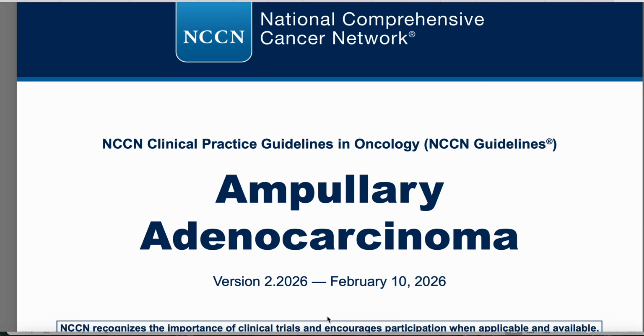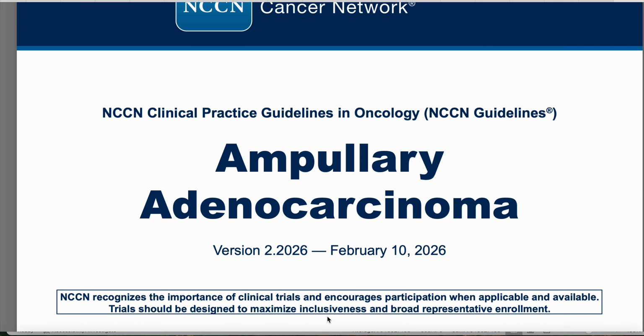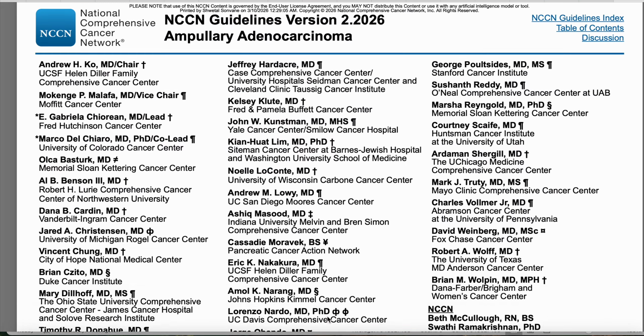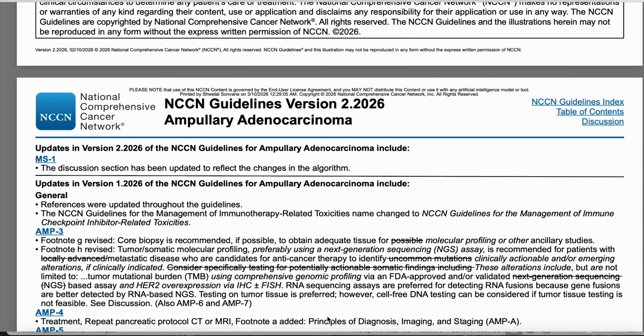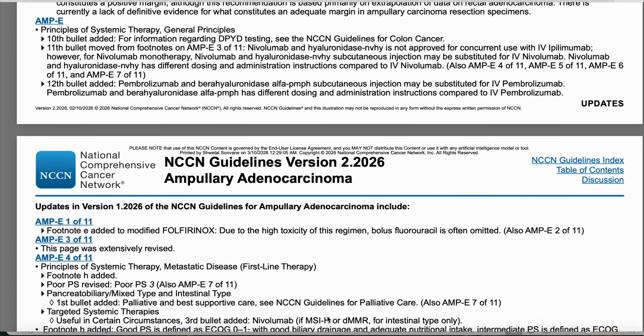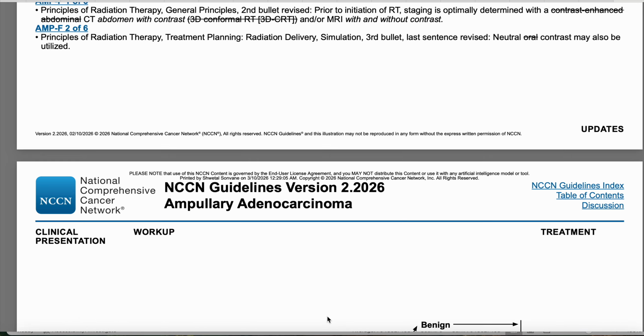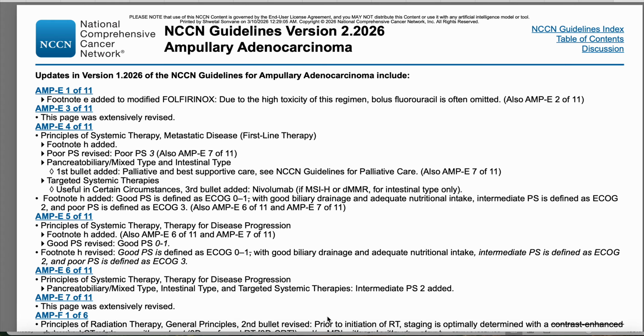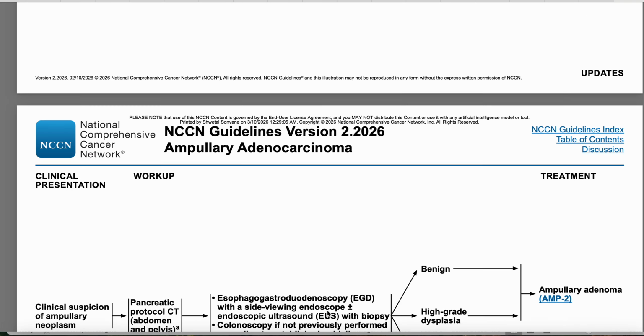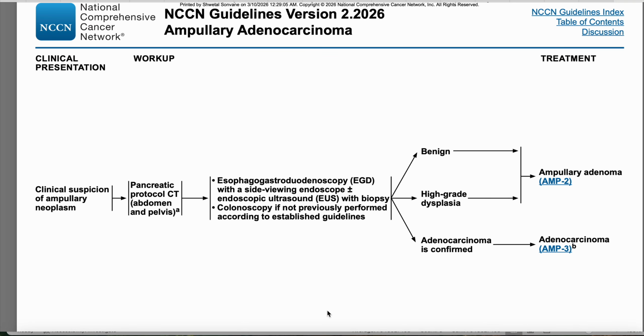Hi, so today we will discuss ampullary adenocarcinoma. As we know, CA pancreas. So, ampullary adenocarcinoma, how does the patient present to us? If there is clinical suspicion of ampullary neoplasm, we will do a pancreatic protocol CT abdomen and pelvis.